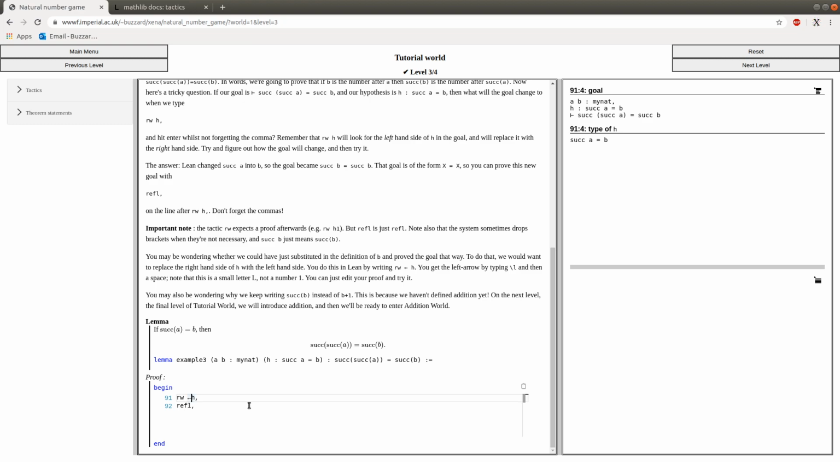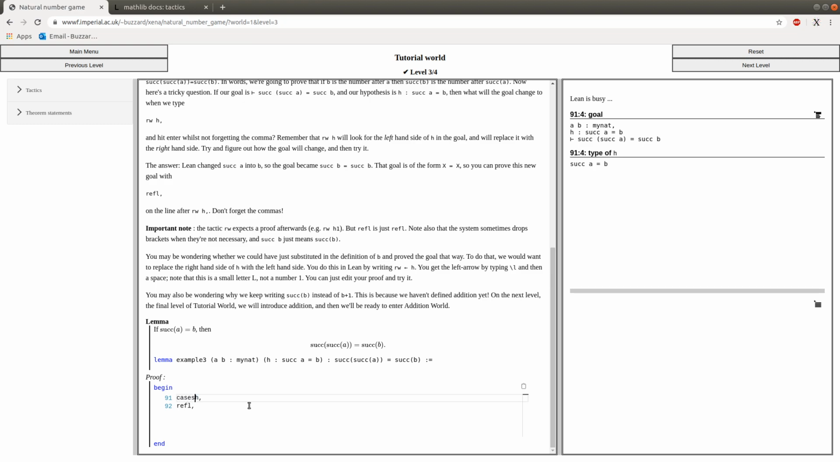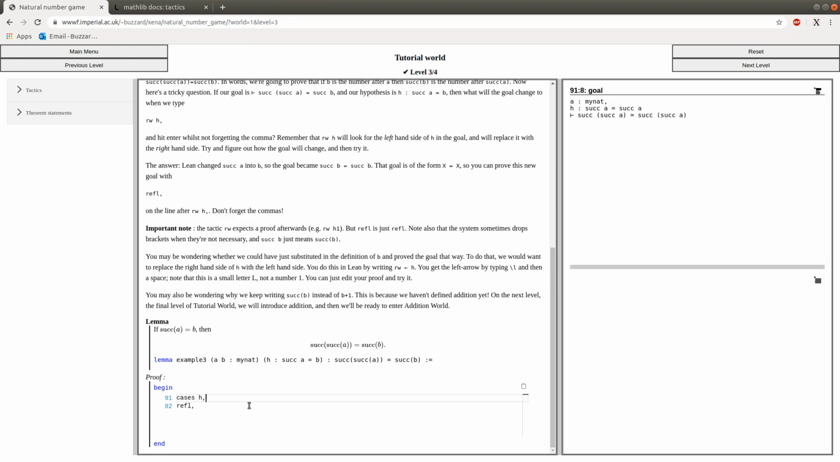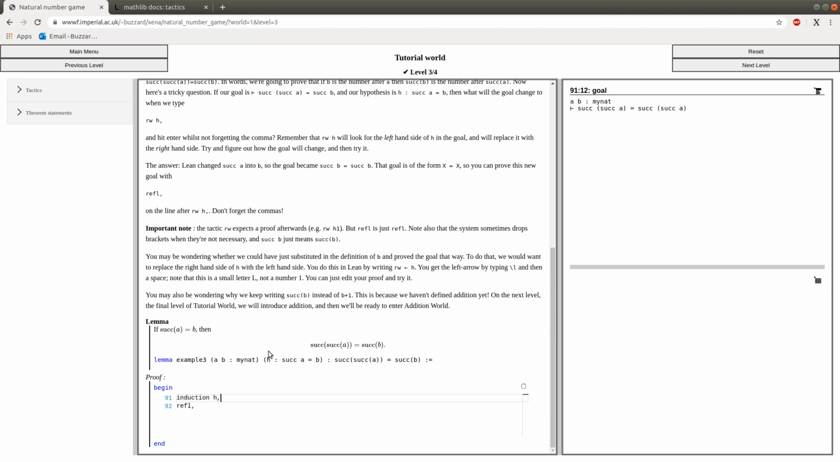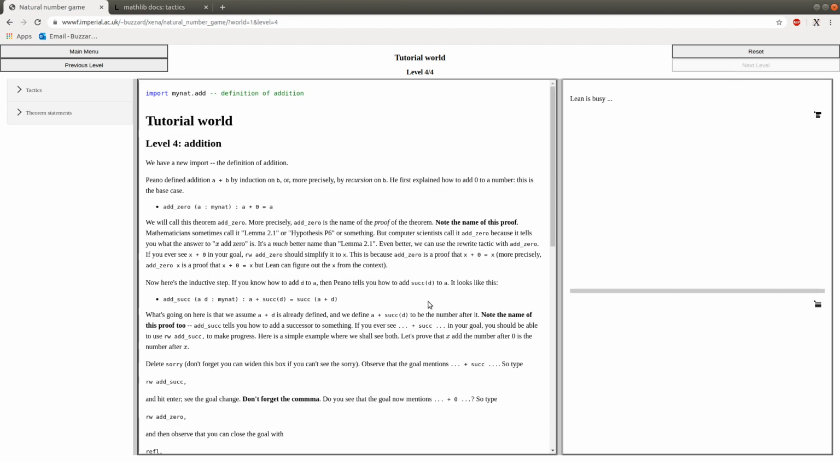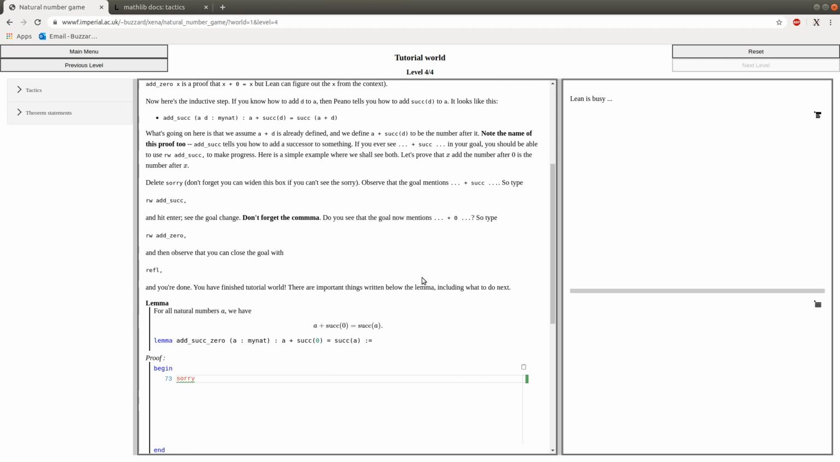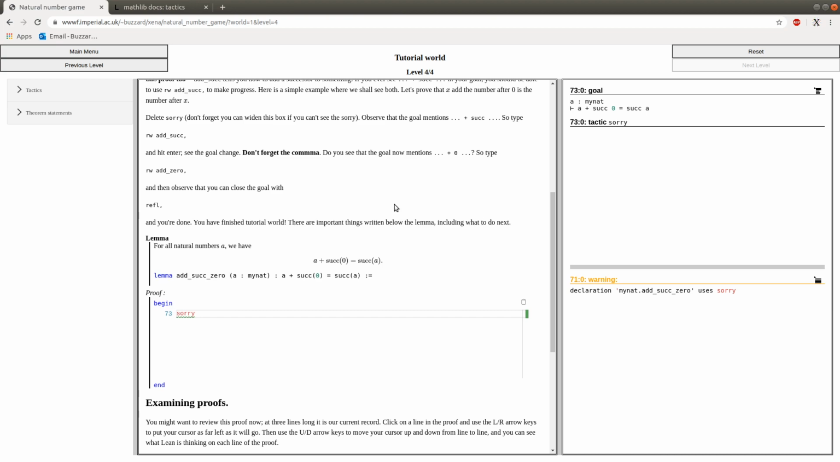And we could probably do cases on it as well. What happens if we do cases? Cases H. Oh, there you go. Then succ A is succ A. So there's some proofs of that. Can I do induction H? There you go. There's a proof. There's a proof by induction on equality. So there's some proofs of that. Let's go on. Oh, finally we have addition.